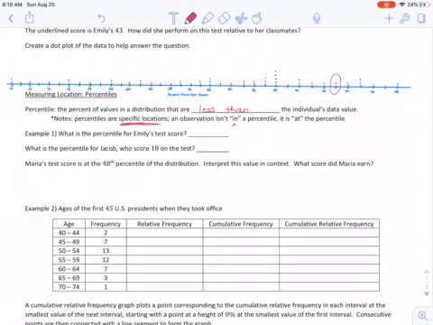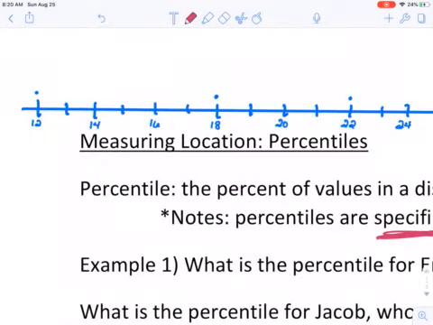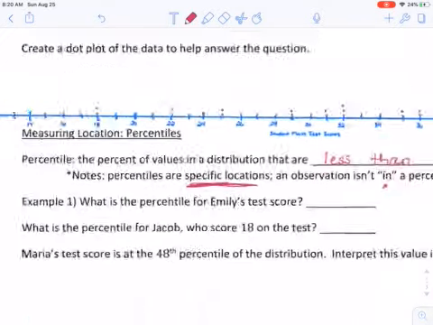So I'd like the percentile for Emily's score. I want to know what percent of people had a score lower than Emily's. You could go through and count every little dot. So there's 1 person, 2 people, 3 people, 4, 5. You can go through all of them that way.